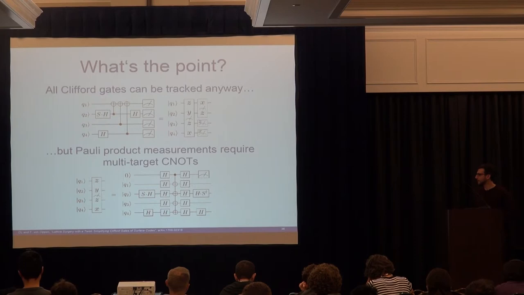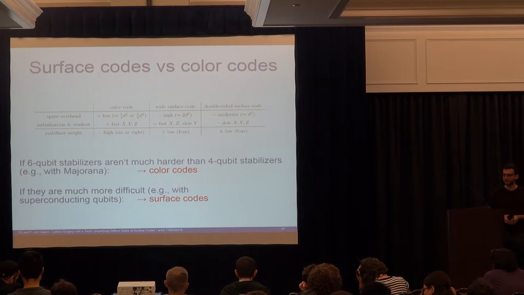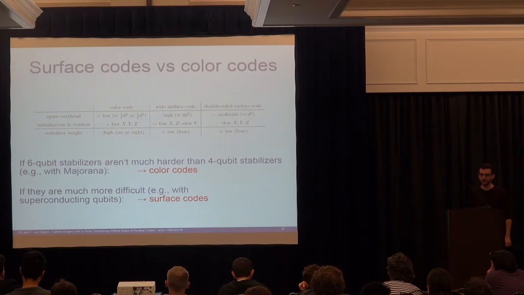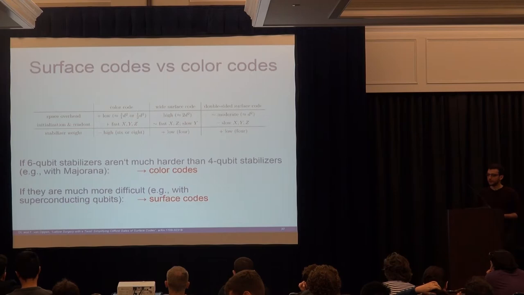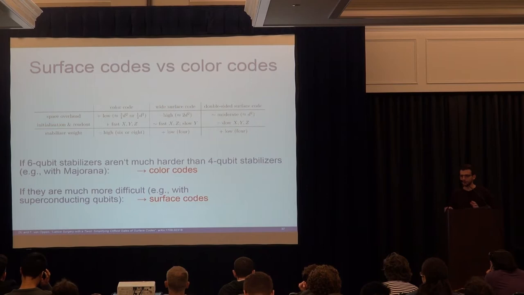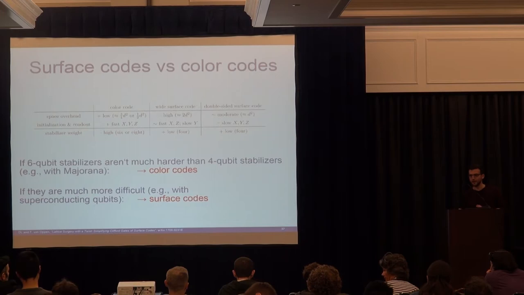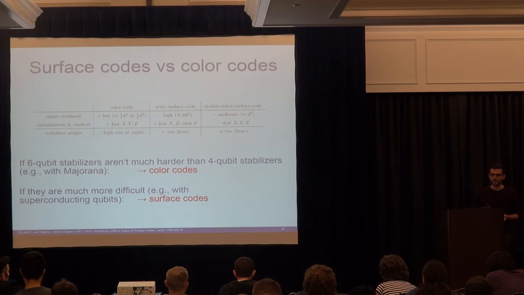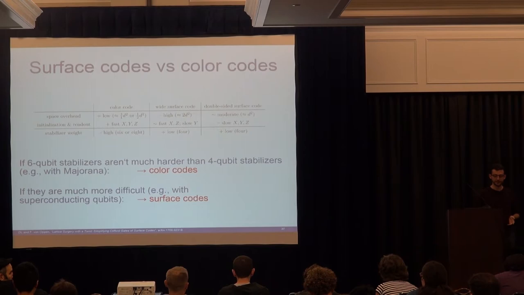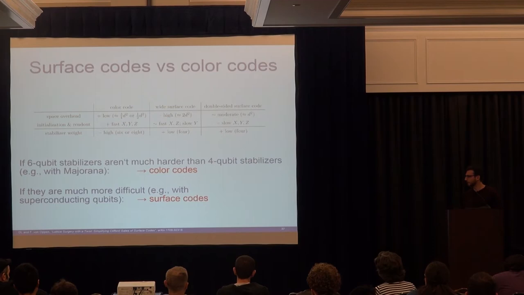Another thing you might ask yourself is whether there is still any use to the color code scheme that I presented earlier. After all, you can do everything with surface codes. And yes, there is still something that color codes give you, and that is that they require fewer qubits for the same code distance. Also, with surface code qubits, you can only measure Y operators indirectly through this lattice surgery protocol, but with color code qubits, all measurements are fast. So it's not that much that color codes give you, but if you have hardware where 6-qubit stabilizers are not much more difficult to measure than 4-qubit stabilizers, as might be the case with Majorana-based qubits because they don't require ancillas, then you can go for color codes and you actually gain something. But if it is more difficult, like perhaps with superconducting qubits, then surface codes are the safer choice.